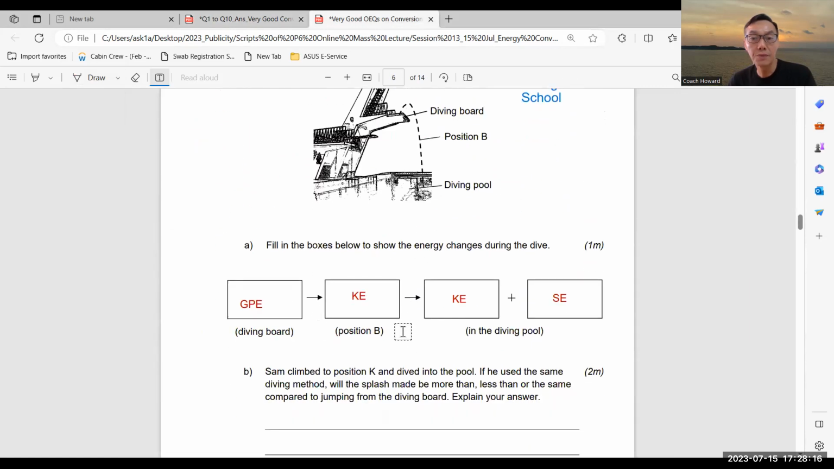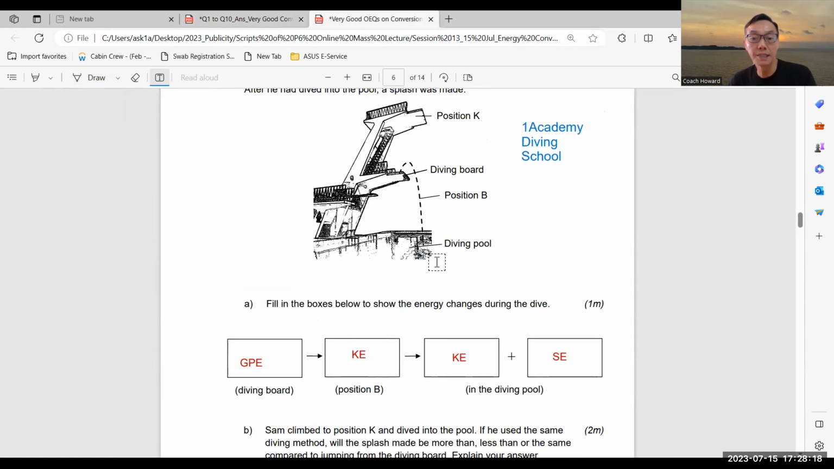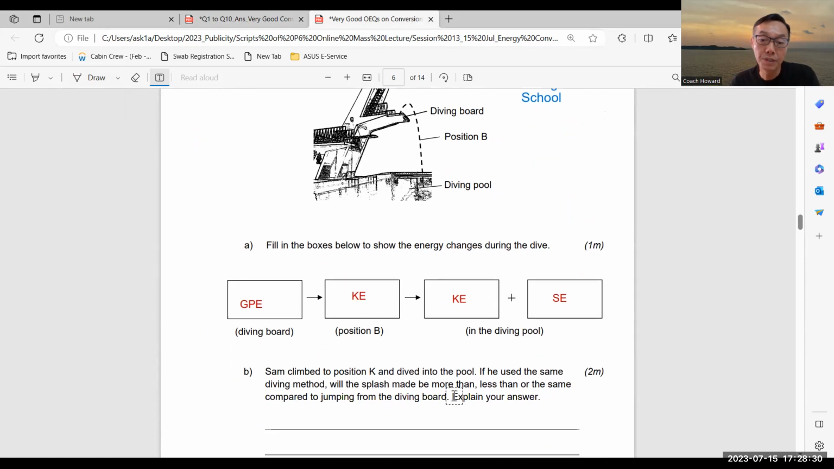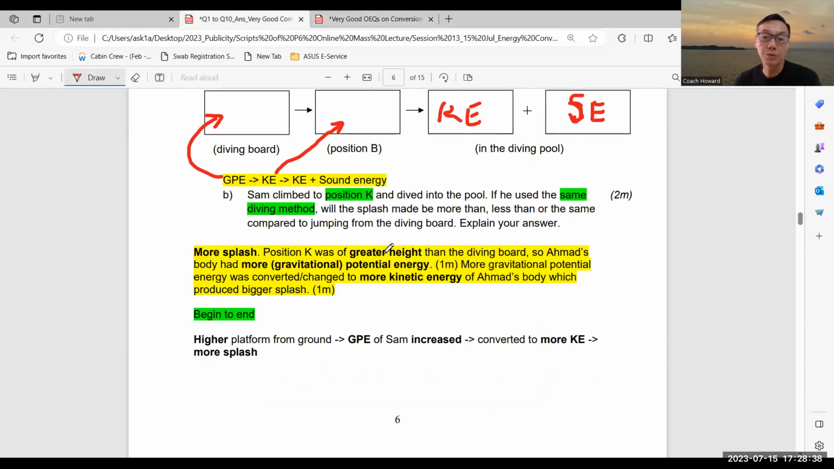Next question they ask you, Sam climbed to position K, as shown here. K is even higher, and he dives into the pool. If he used the same diving method, would the splash be made more than, less than, or the same compared to jumping from the diving board? Explain your answer. So actually greater height, right? So you have more GPE, which will be converted to more kinetic.